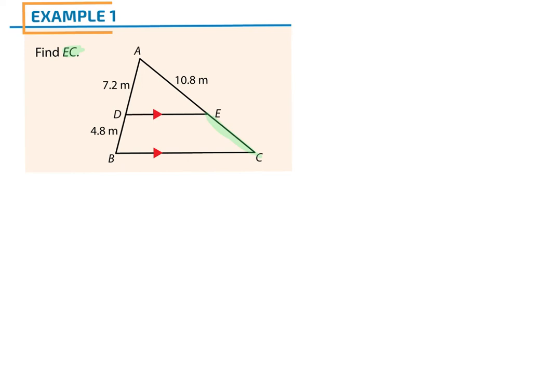And then decide what type of proportion you're going to set up. They set it up with 7.2 over the 4.8. And if we did that, then this piece that corresponds to it needs to be on top here, 10.8 over the EC, which is what we're looking for.